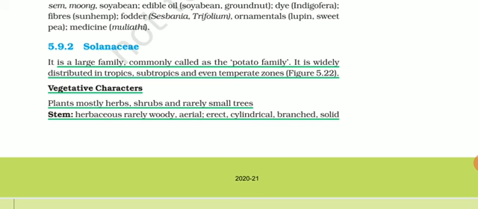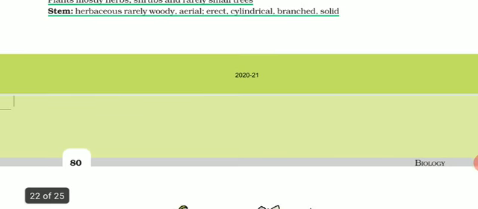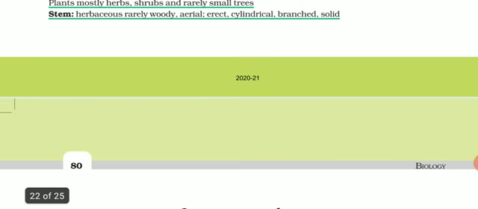In the case of vegetative characters, they can be herbs or shrubs. You have seen tomatoes, so they are generally herbs. Then they can be shrubs also, and small trees can also exist in them. Let's look at the stem. The stem is herbaceous if they are herbs. If they are shrubs, then it can be woody.